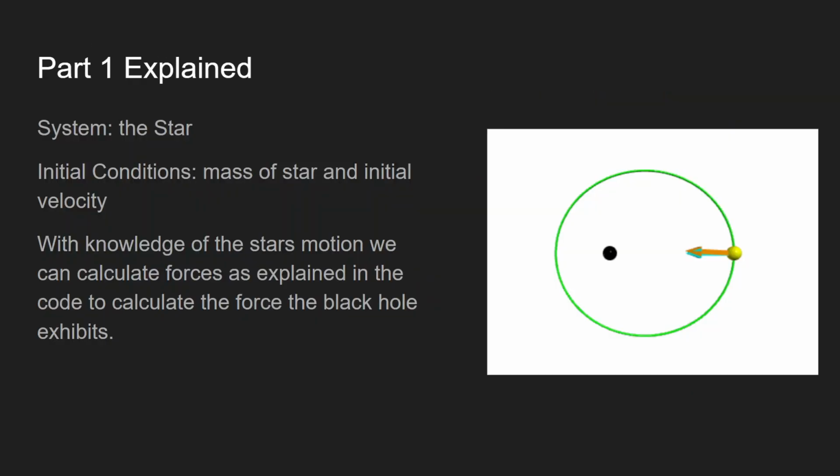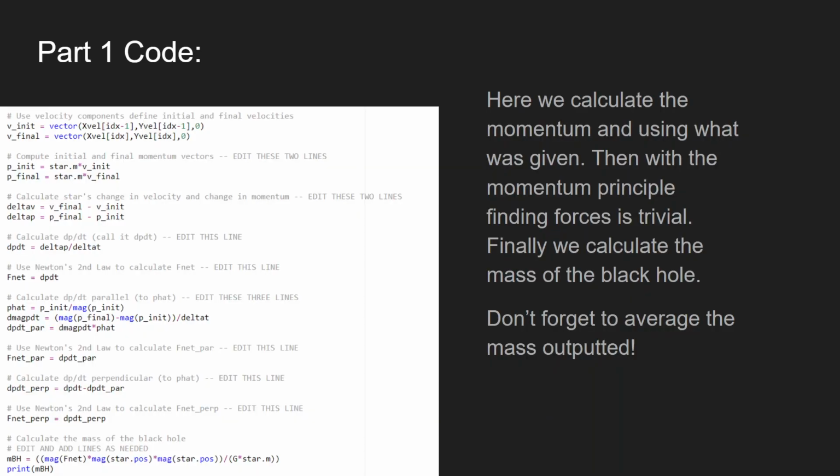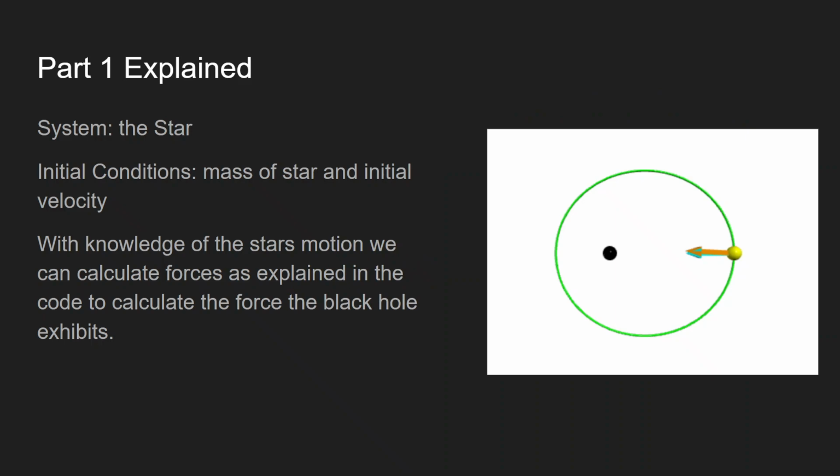So the system here was the star. The only thing we knew about it was its mass and, well, we did know its final velocity, but we don't really need to talk about that. The mass and the initial velocity. So with the knowledge of this motion and how it moves the orbit, we can calculate forces on it, as I explained previously, to get the mass of the black hole from that.